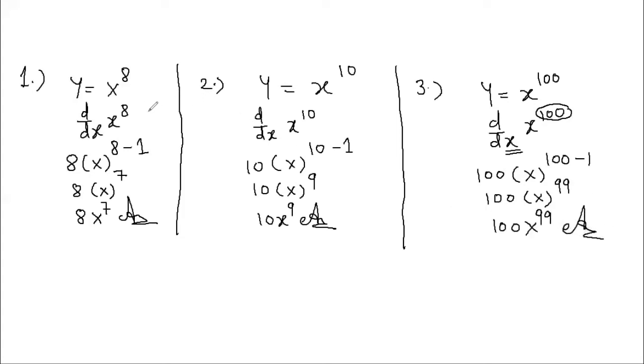So these are the 3 examples which I explained to you when x has some power like 8, 10 and 100. You can observe all these powers have positive signs. Now I will explain some questions where the power is negative. Okay? Are you ready? So let's start. Let's take one example.